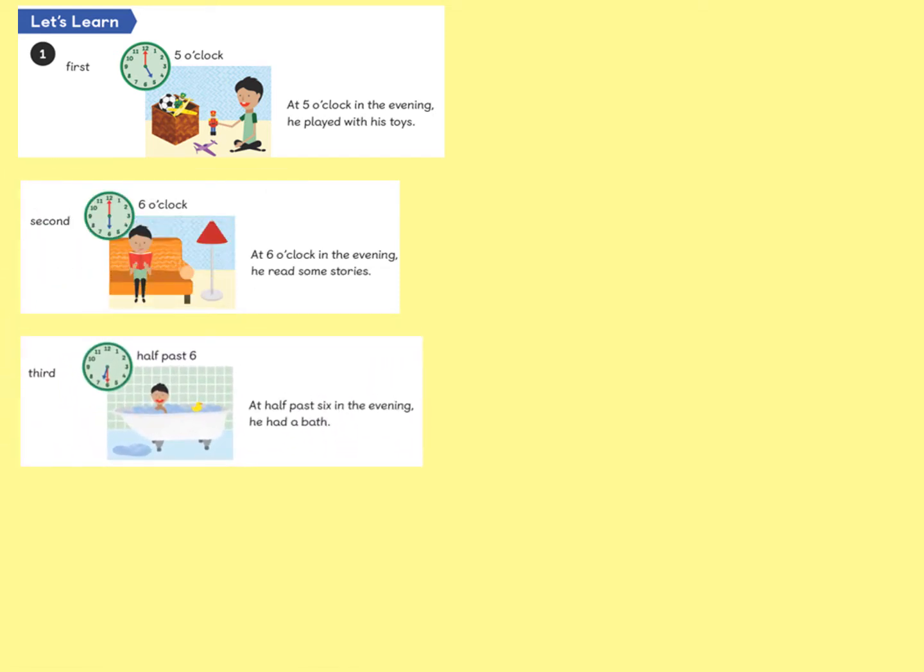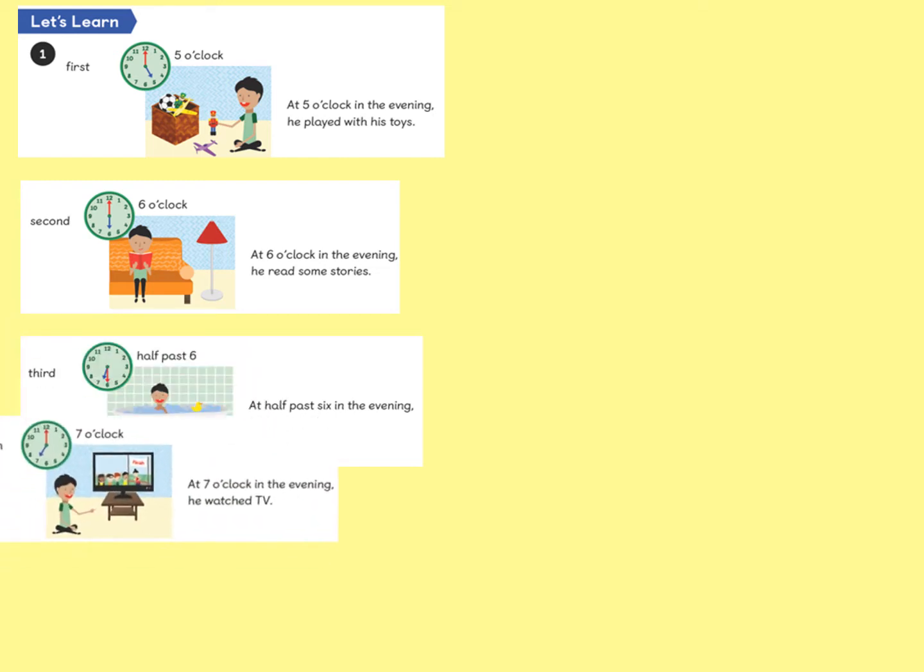And he did this at 6:30. And 6:30 is after 6 o'clock. It's 30 minutes later than 6 o'clock. It's a later time, because the big minute hand has gone half the way round the clock. So the third thing that Ravi did is at 6:30 in the evening, he had a bath.